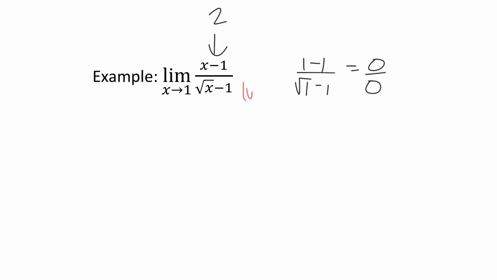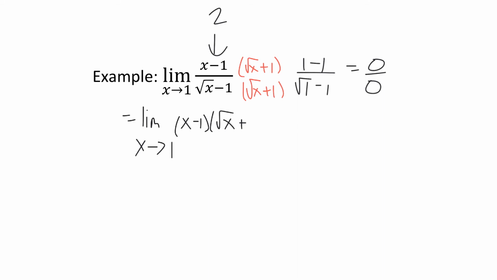And so we can go ahead and multiply by root x plus 1, root x plus 1. Let's go ahead and see what we get. That'll give us the limit as x approaches 1. And when we rationalize, we're never going to multiply the other portion out, so we're going to leave this as just multiplication. And the bottom we're going to rationalize. So we get x minus 1.